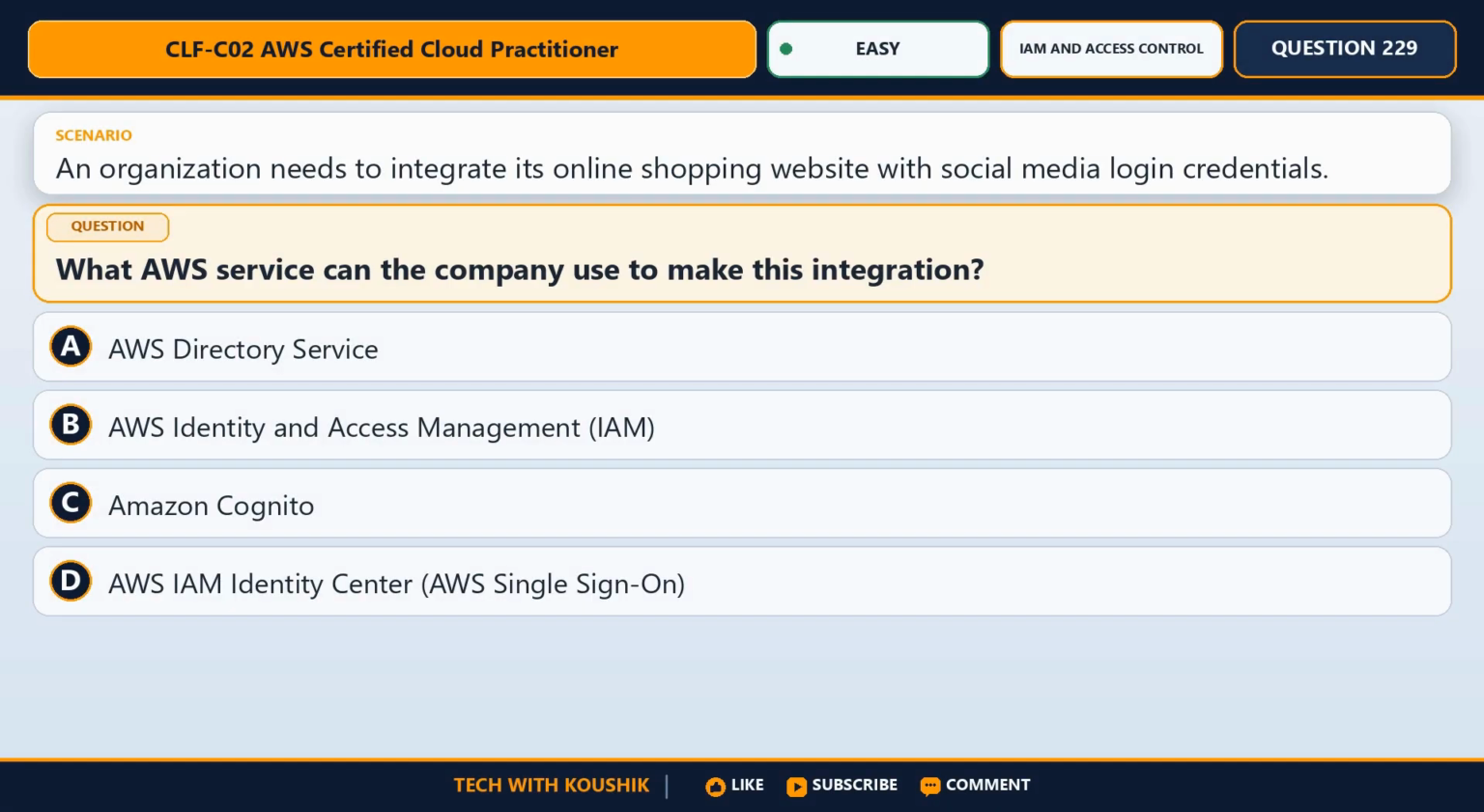Question number 229. An organization needs to integrate its online shopping website with social media login credentials. What AWS service can a company use to make this integration? Option A. AWS Directory Service. Option B. AWS Identity and Access Management, IAM. Option C. Amazon Cognito. Option D. AWS IAM Identity Center, AWS Single Sign-On.